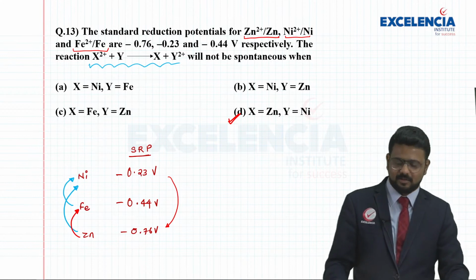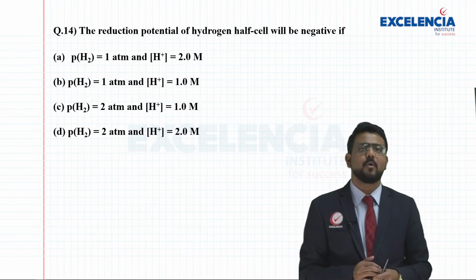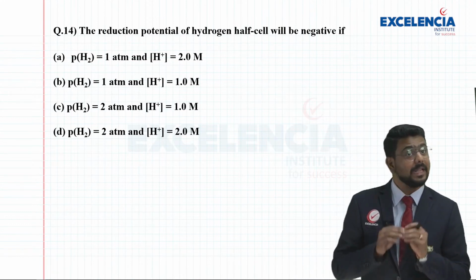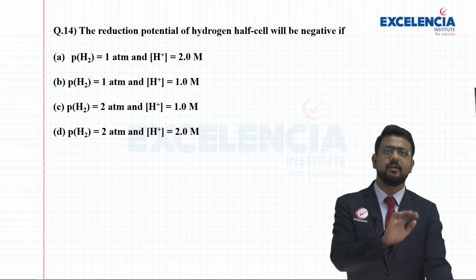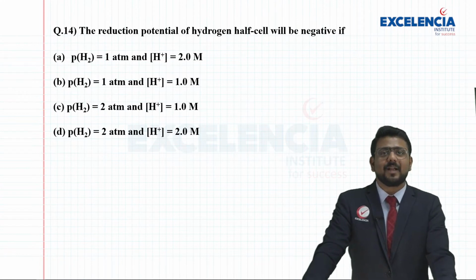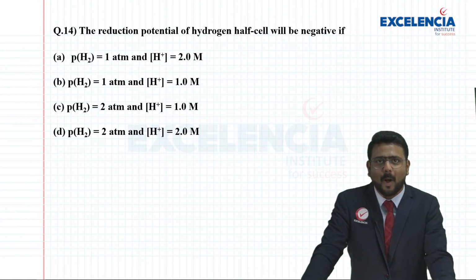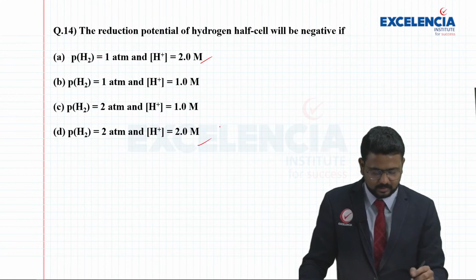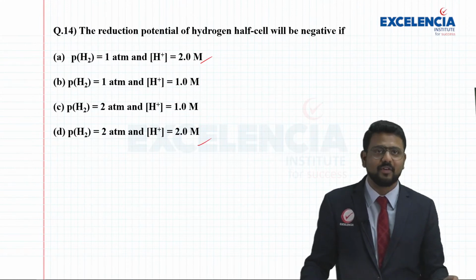Clear? Okay. Moving on to the next question: the reduction potential of hydrogen half cell will be negative if you have been given these options. Now, this is a typical question which is based on the Nernst equation. We have to apply the Nernst equation here. Why? Because if you see, in all the cases the concentration is not 1 molar, and all the more the pressure is also different.